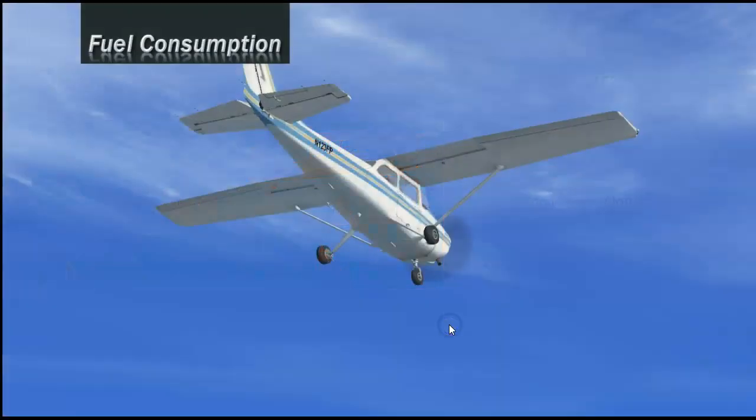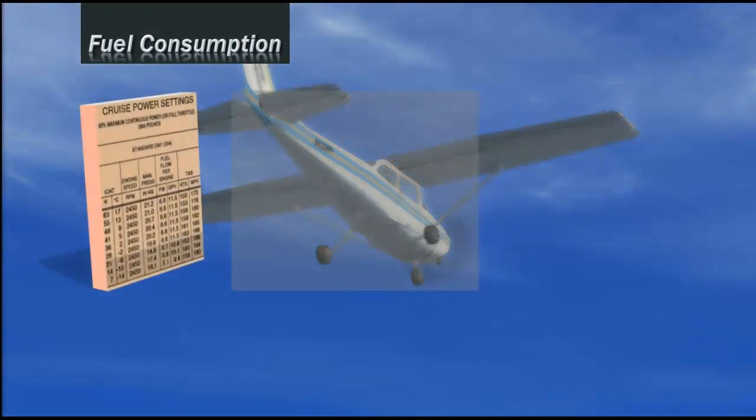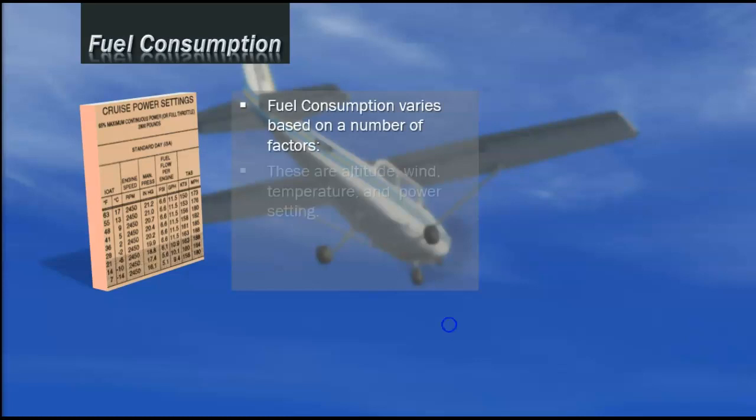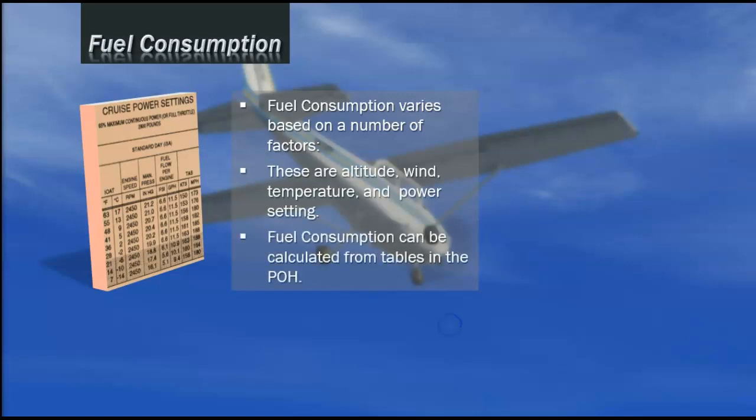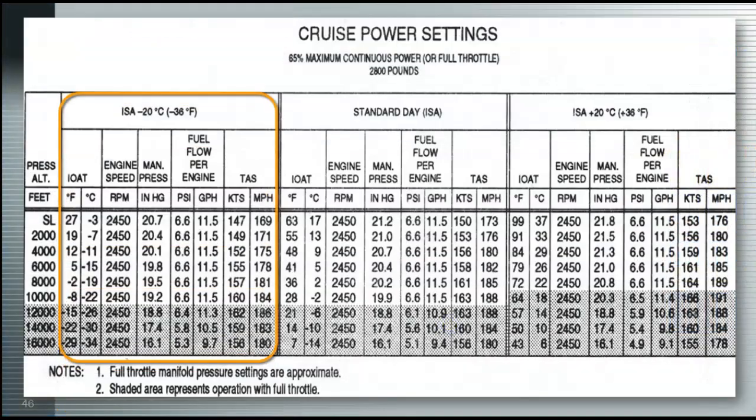Now we can calculate our fuel burn using the cruise power settings table in the pilot's operating handbook. Fuel consumption depends on a number of factors. They include altitude, wind, temperature, and power setting. And fuel consumption can be calculated using these tables in the pilot's operating handbook. Let's look at an example.